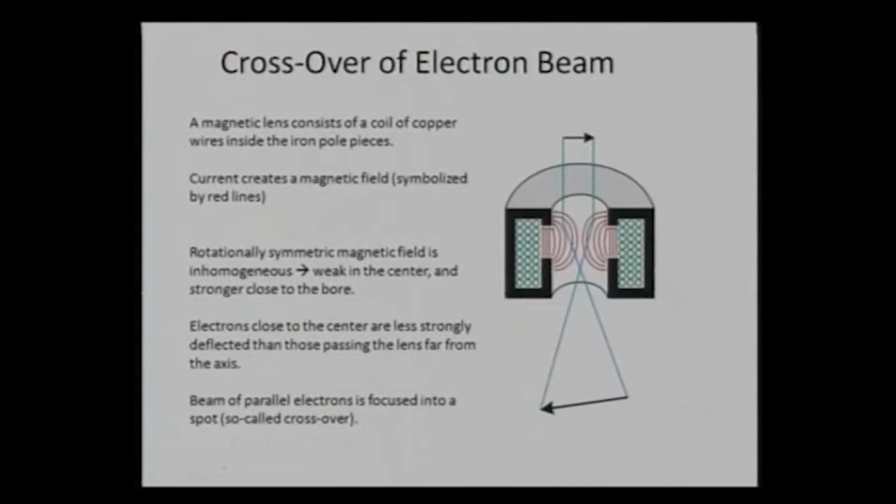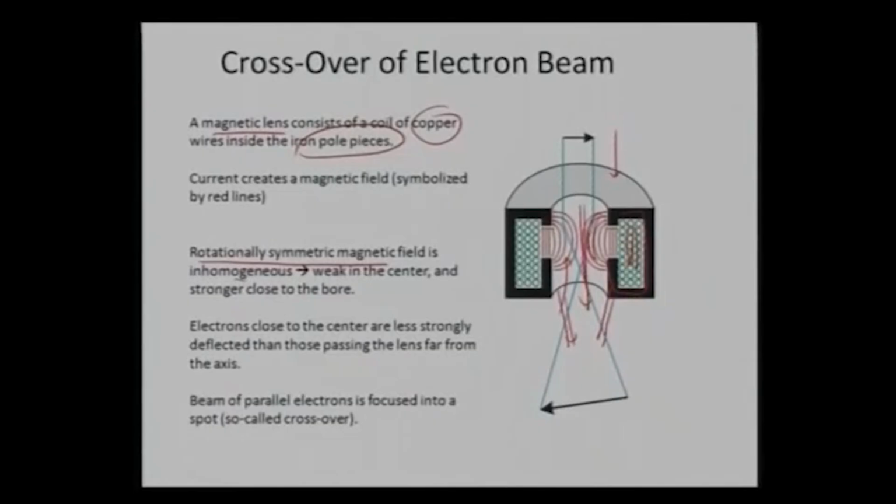And how the overall magnetic lens looks like is, I have a magnetic lens which consists of a copper wire with some iron pole pieces. So what I am seeing is copper wires out here, and these are nothing but the pole pieces of iron, and once I supply some electric current to it, it will start creating a magnetic field. So I'll get some magnetic field which is represented by these red lines, and I can get a rotationally symmetric magnetic field, but this is again inhomogeneous, because I'll get a weak field in the center and a very strong field on the sides near the pole pieces.